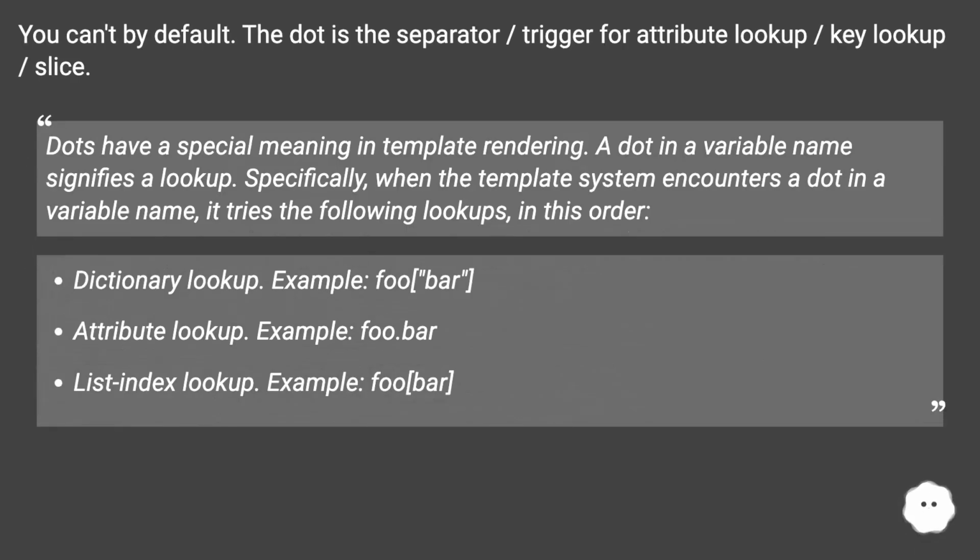You can't by default. The dot is the separator, a trigger for attribute lookup, a key lookup, a slice. Dots have a special meaning in template rendering. A dot in a variable name signifies a lookup. Specifically, when the template system encounters a dot in a variable name, it tries the following lookups, in this order: dictionary lookup, example foo['bar']; attribute lookup, example foo.bar; list index lookup, example foo[bar].